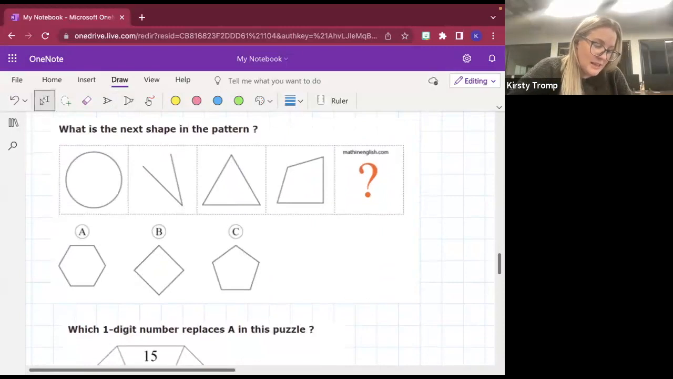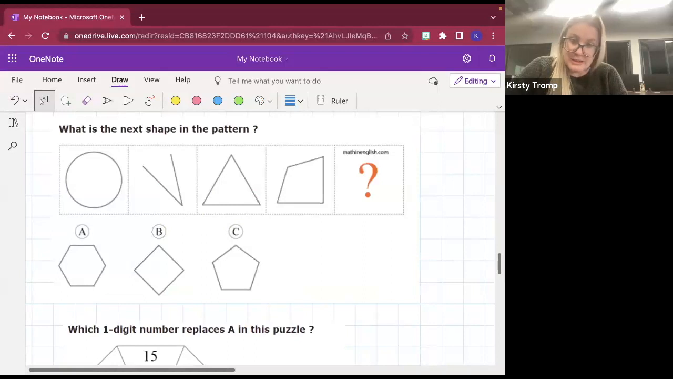Right, what is the next shape in the pattern? Have a look at those patterns for me. I'm going to give you 1 minute. Decide which one it is going to be. Is it going to be A? Is it going to be B? Or is it going to be C? Right, please only put your answer once in the chat. You do not need to spam the chats.